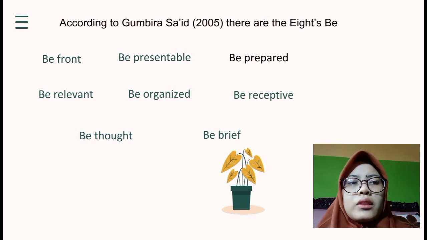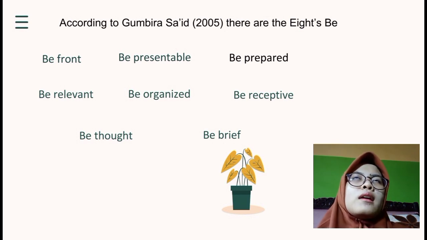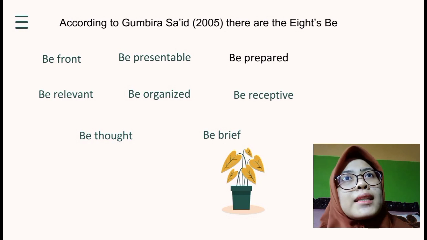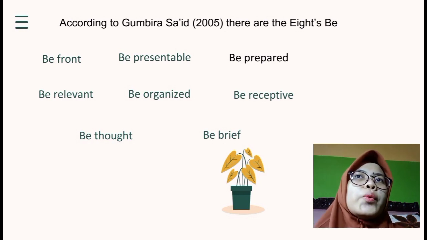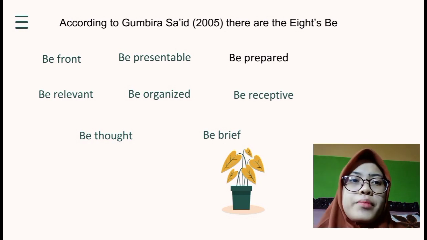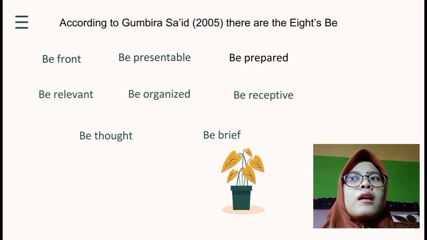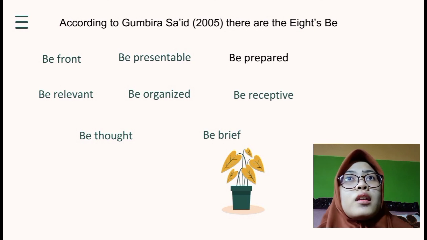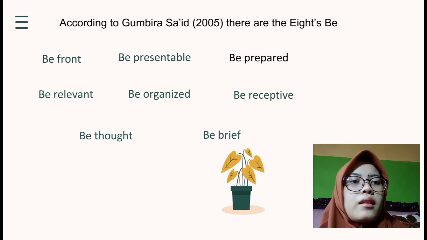Then be touched. Be touched means the presentation should be complete, clear, and true. And the last one is be brief. Means that the presenter should be optimal and as concise as possible.